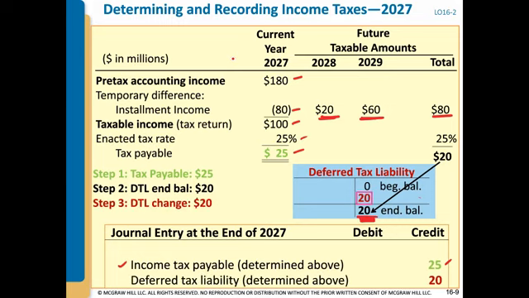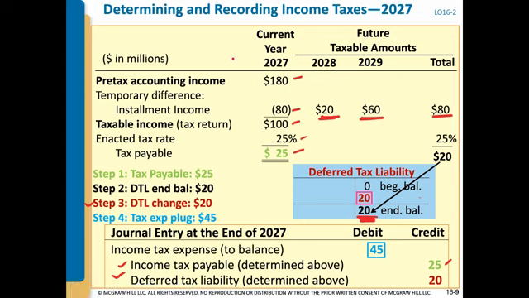Then step 3 is to figure out the change in your deferred tax liability. We start with a 0 balance, so our full ending balance is our credit. So we have a credit to deferred tax liability for $20 million. And then our plug is going to be to income tax expense, so we're going to debit that account for $45 million.